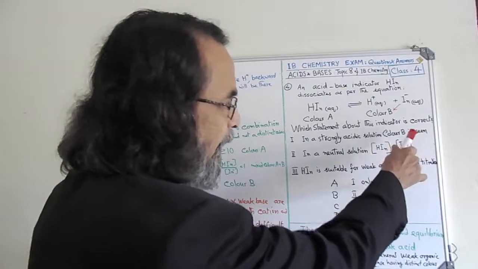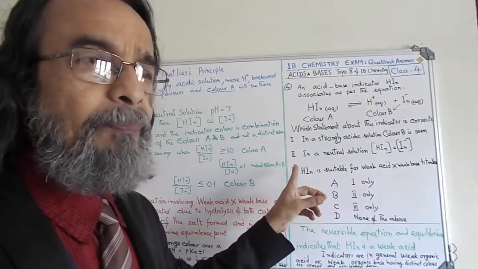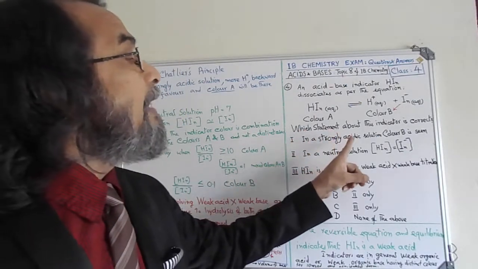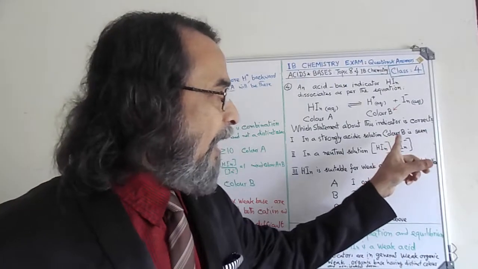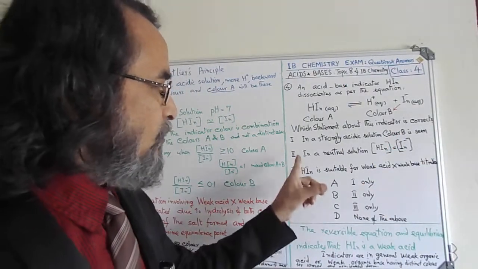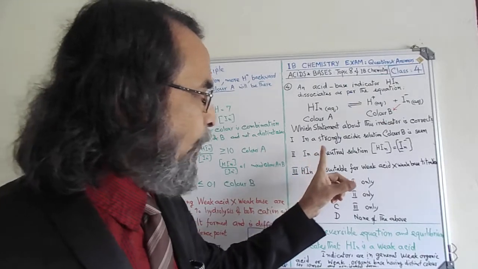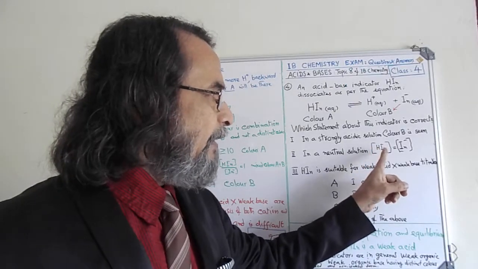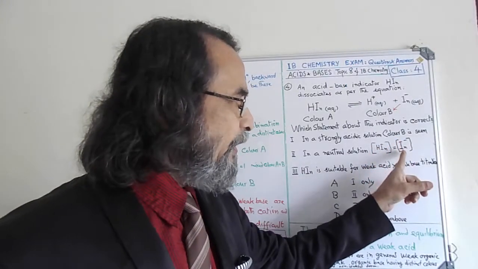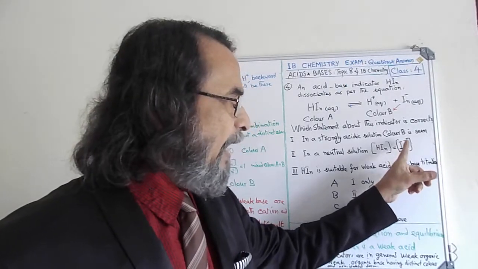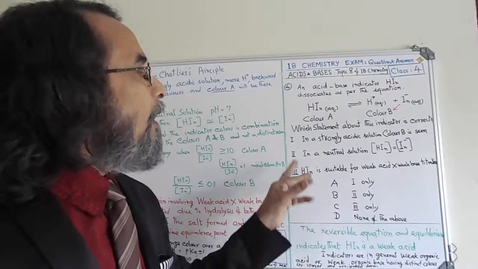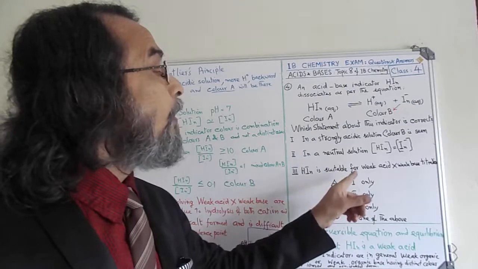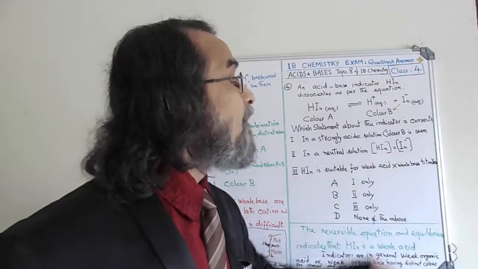Which statement about the indicator is correct? We have three statements here. I will read them for you. The first statement is, in a strongly acidic solution, color B is seen. The second statement is, in a neutral solution, the concentration of HIN indicator is equal to the concentration of the conjugate base IN minus. The third statement is, HIN, the indicator, is suitable for weak acid against weak base titrations.